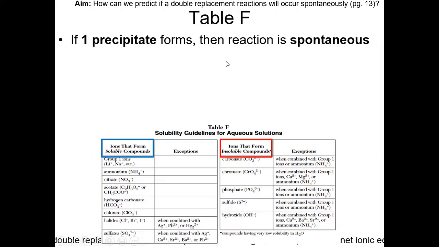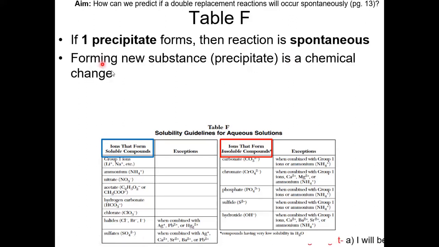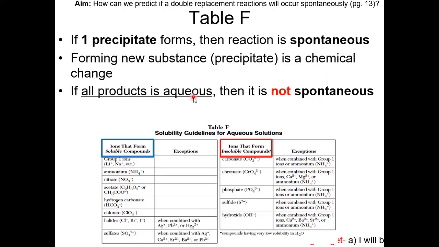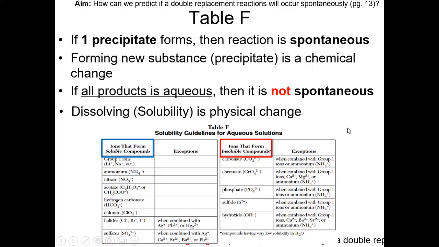In a double replacement reaction, you're forming two ionic compounds. If one of the ionic compounds is a precipitate, then the entire reaction is spontaneous. Why is that? Because you're forming a new substance, the precipitate, therefore it is a chemical change. If all the products are aqueous, that means both compounds will dissolve in water, then the reaction is not spontaneous. Why is that? Because the reactants are mixing together and dissolving in water, and that's a physical change, not a chemical one.